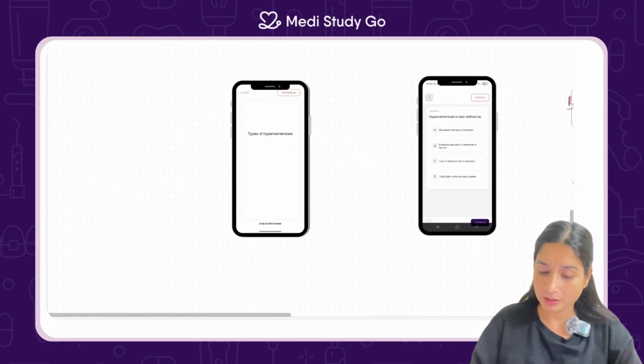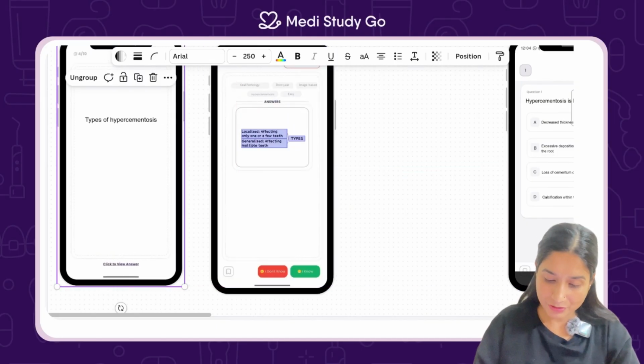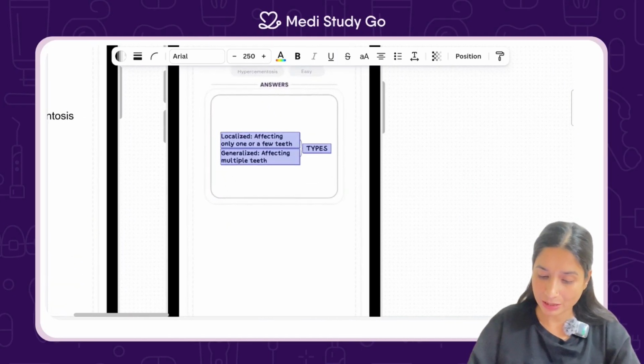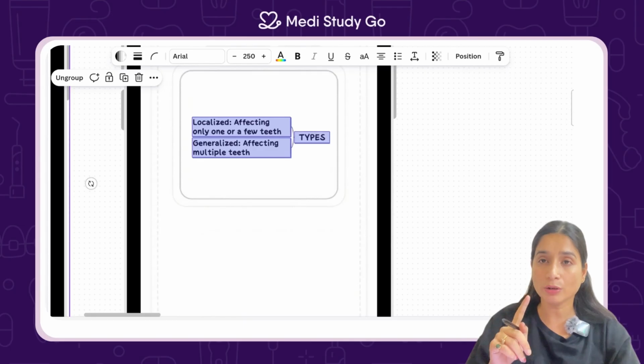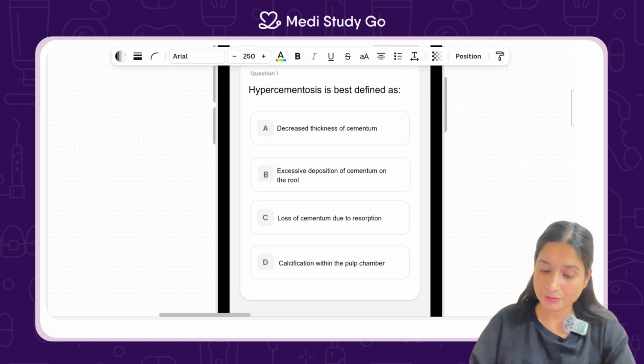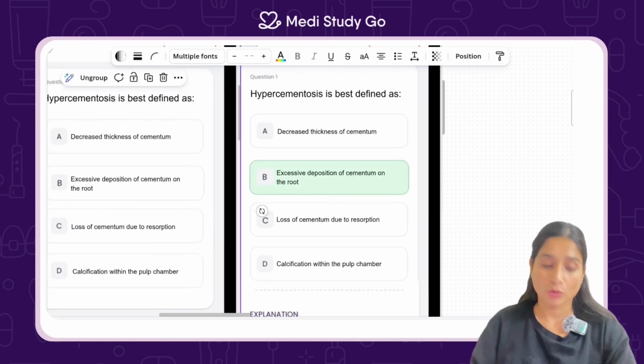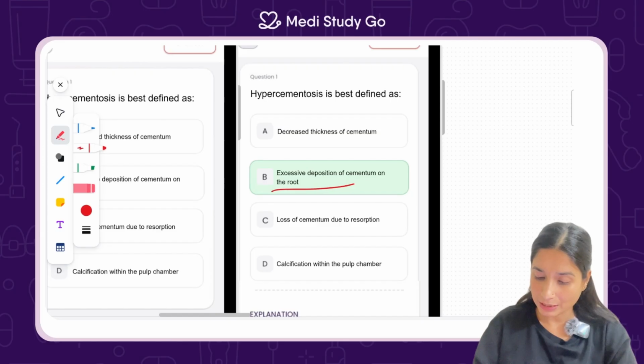Let's study one flashcard and MCQ. Types of hypercementosis. We have studied localized and generalized. Localized affecting only one or a few teeth. Generalized affecting multiple teeth. Let's study one MCQ. Hypercementosis is defined as, that is, excessive deposition of cementum on the tooth. So we have studied this.